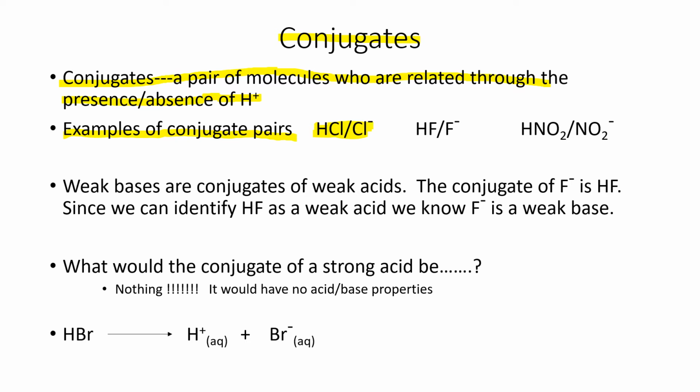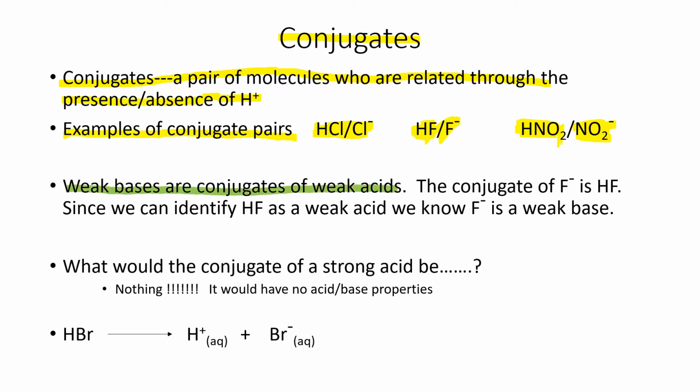We look at the next pairing, HF and F minus. HF has an H plus on it, F minus does not. Those would be a conjugate pair. Next example, HNO2 has an H plus, NO2 minus does not have an H plus. So conjugates are these pairs of molecules where one has the H plus, one of them doesn't. And we use this relationship through the conjugates in order to correctly identify when something is a weak base. And here's how that works.